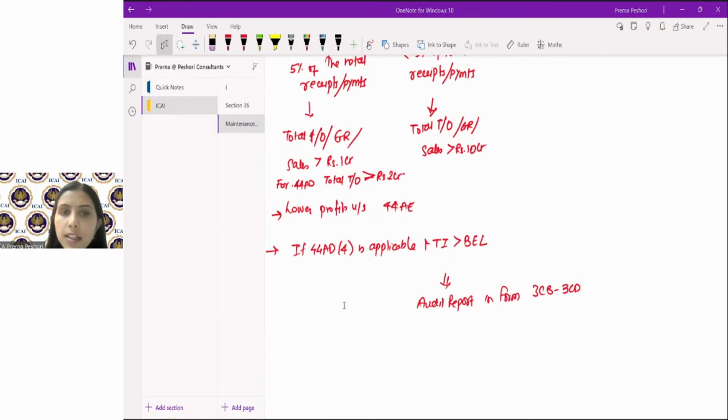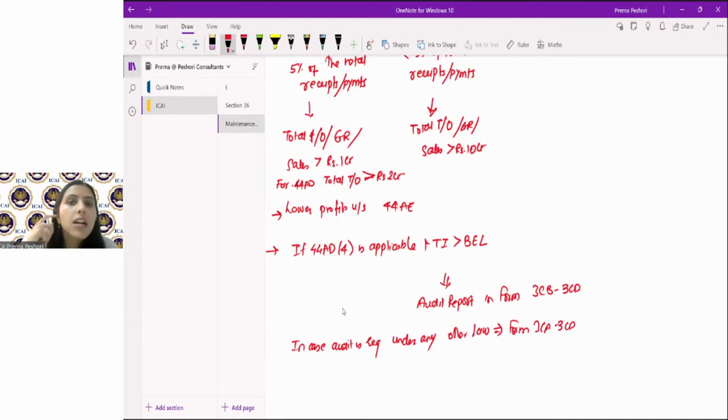In form 3CB and 3CD. And in case audit is required under any other law, then form 3CA and 3CD. Clear?